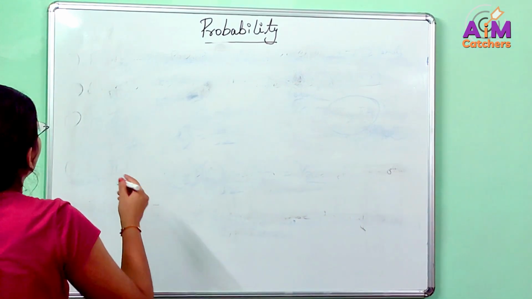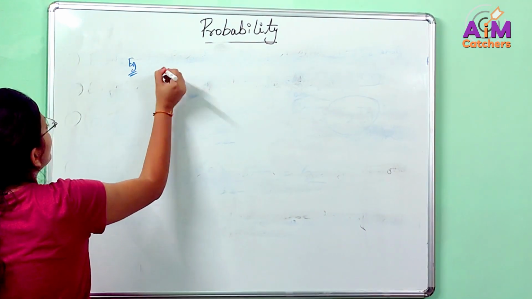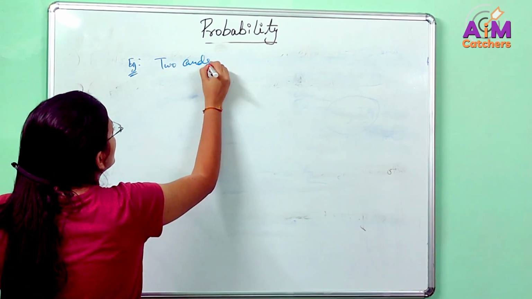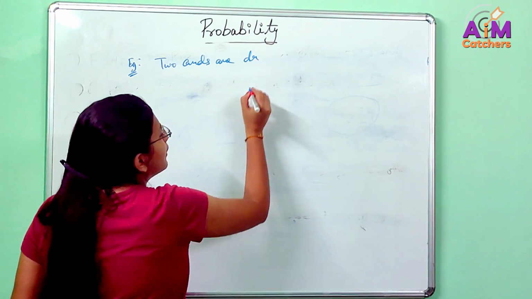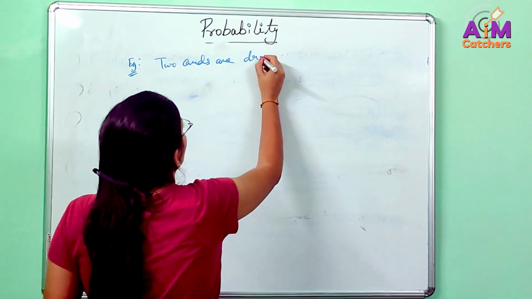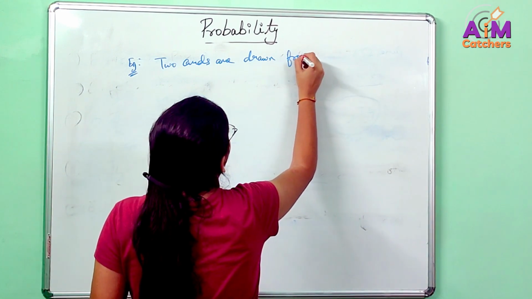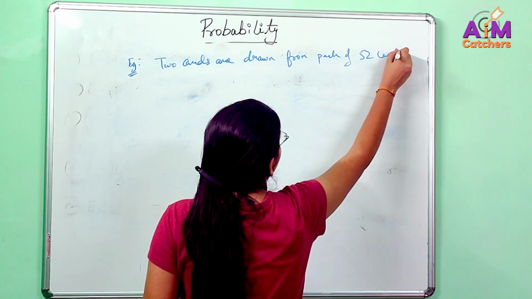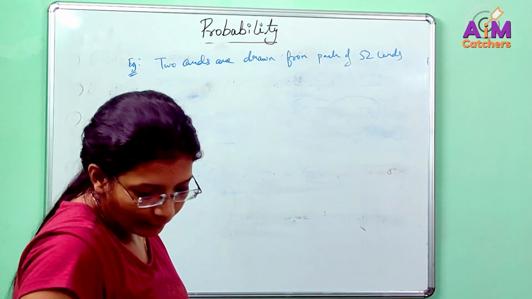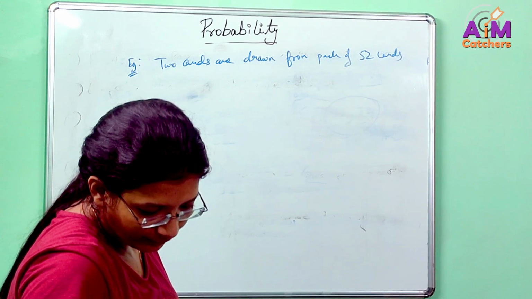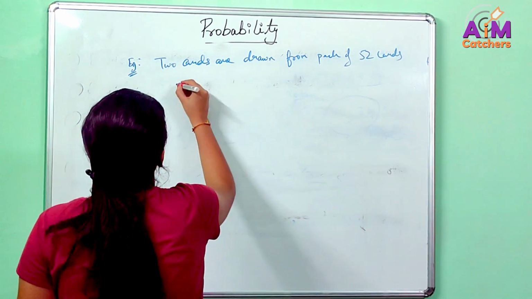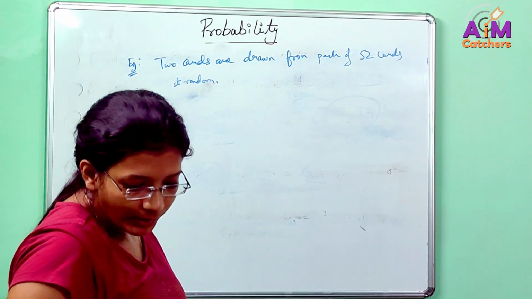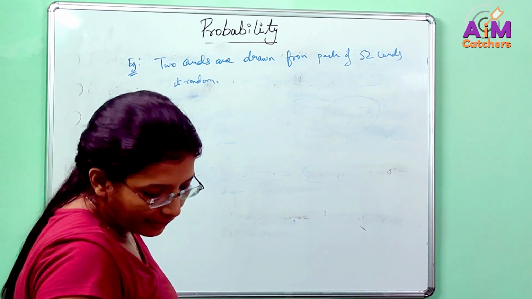Next question. Now we will be drawing 2 cards from the pack of 52 cards. 2 cards are drawn from pack of 52 cards at random. Then what is the probability that it will be a diamond and a heart?